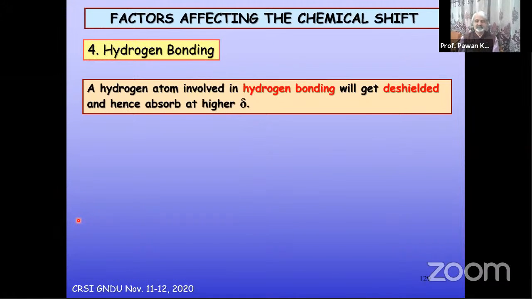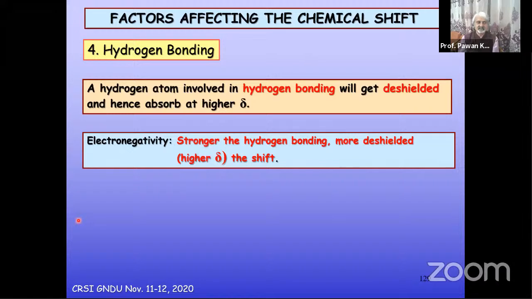This is one factor which is not very well taught to the students and not given in very many books. But hydrogen bonding is also an impact of electronegativity. Because for a hydrogen atom that is involved in hydrogen bonding, what would be the impact? The electronegativity impact. So electron density would be away from the hydrogen atom that is involved in hydrogen bonding. With the result, the electron density would be less. So that means less shielding, or de-shielding. So it will get de-shielded and would absorb at a higher delta value.